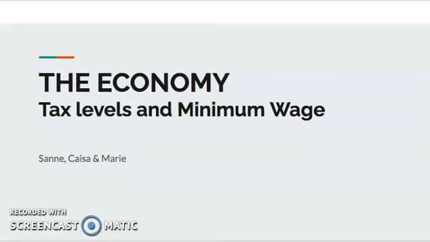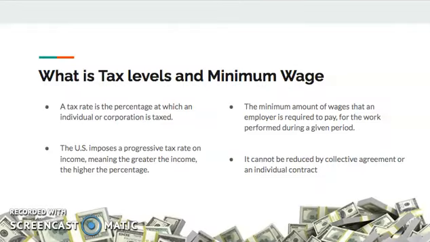We will present our chosen topic, which is the economy, furthermore, tax levels and minimum wage. First, I would like to talk about what the tax level and the minimum wage is. A tax rate is the percentage at which an individual or corporation is taxed. The US imposes a progressive tax rate on the income, meaning the greater the income, the higher the percentage.